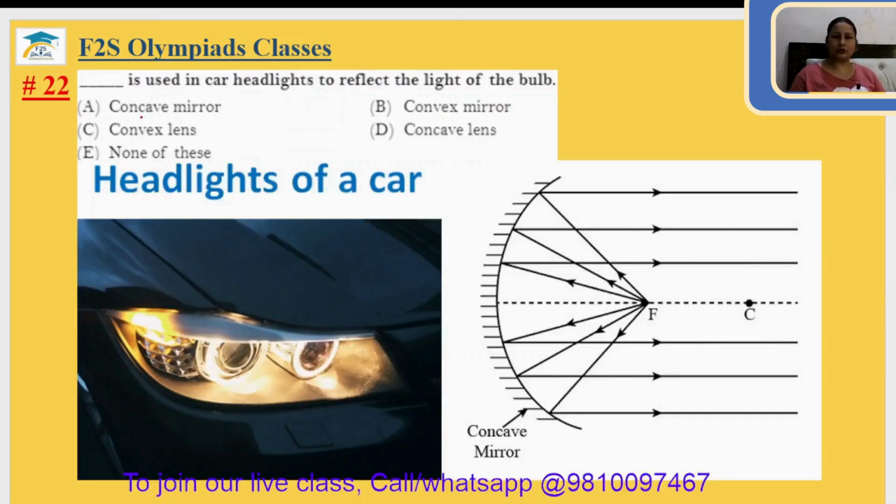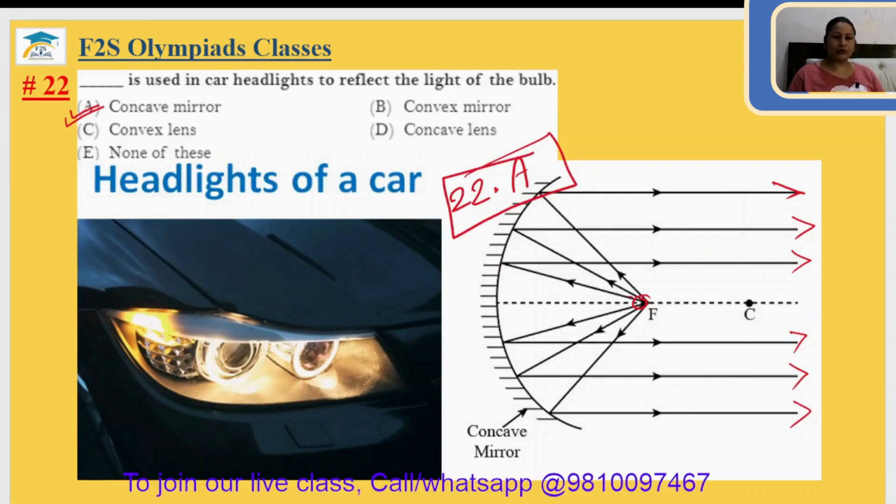Question number 22. Dash is used in a car headlight to reflect the light of the bulb. So in the car headlight, we use a concave mirror. Why? Because suppose this is the light source and the light is moving to the mirror surface, and then it will move like this. So it will reflect such that more space can be visible with the small light. That's why we use a concave mirror. The 22nd answer is option A.